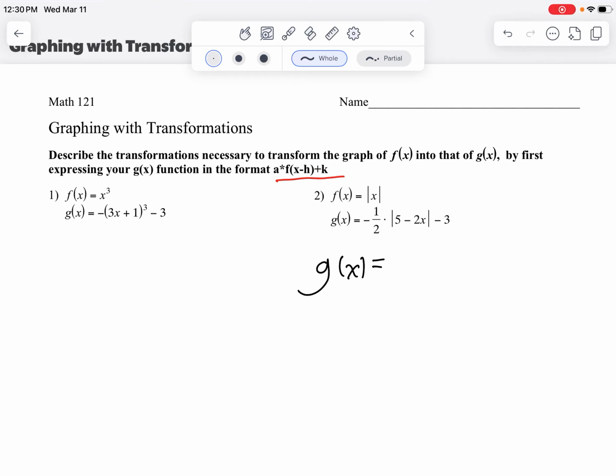All right, hello everyone. So today we're going to be looking at problem number 2 here. We're given the graph of f of x equals absolute value of x, then g of x, and we're going to describe the transformations that are being made to f of x to get to g of x. So the key here is to try to rewrite these problems in the form of a times f of x minus h plus k.